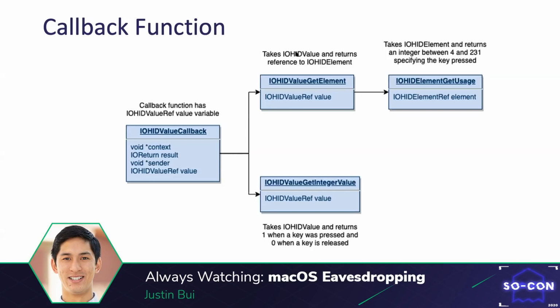Alternatively, we can pass in that IOHIDValue to IOHIDValueGetElement. This will return an IOHIDElement, which is usable with IOHIDElementGetUsage. IOHIDElementGetUsage will return an integer between 4 and 231 that specifies the key that was pressed. So now we know when a key was pressed or released and the value of the key. So we have everything we need to create our keylogger.